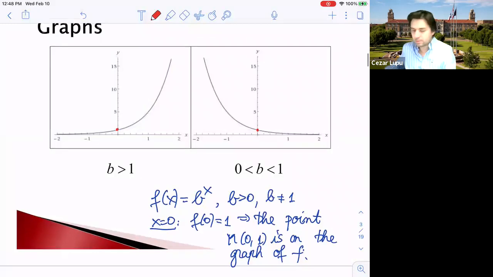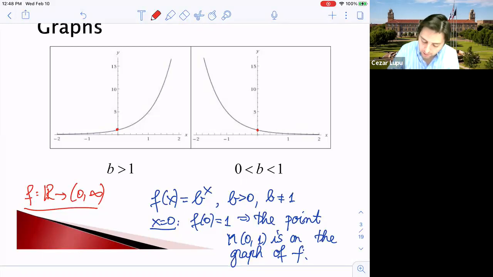So I see a question here. Let's see. What did you say, the range, the domain of? So the domain is R, right? And the range will be 0, infinity, right? It will always be defined like this. So that's how we're going to define an exponential function, right?